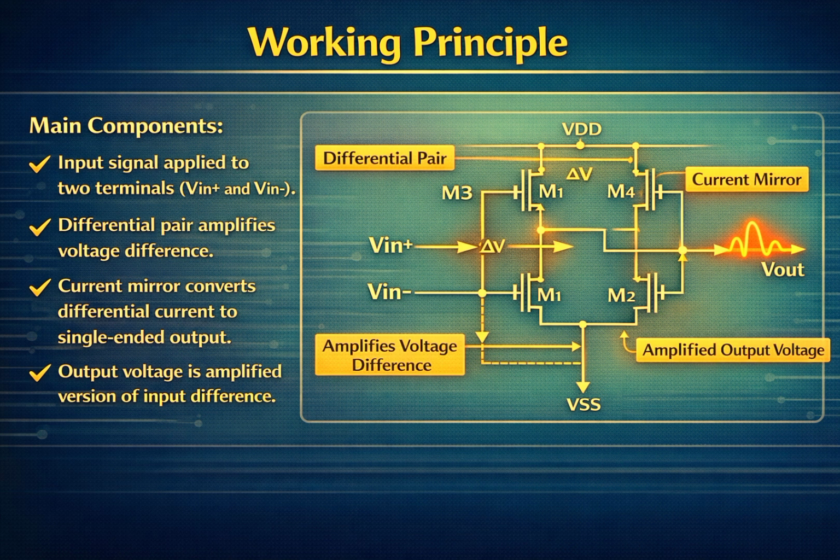So finally, output voltage is proportional to the difference between Vin+ and Vin-. Mathematically, Vout = A(Vin+ - Vin-). This is why it is called a differential amplifier.